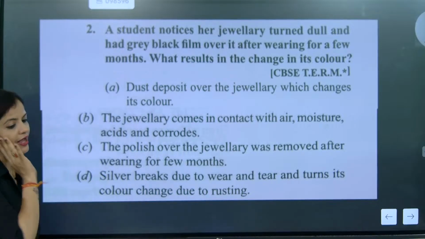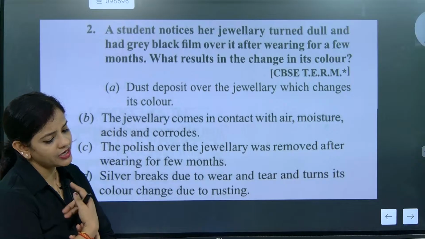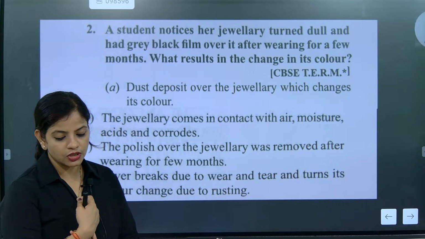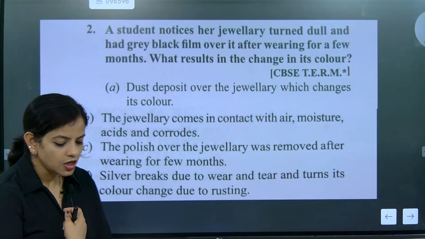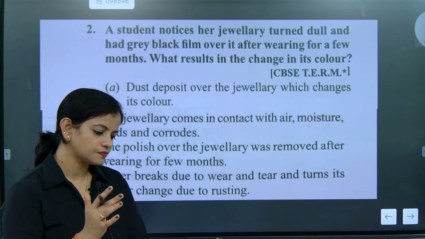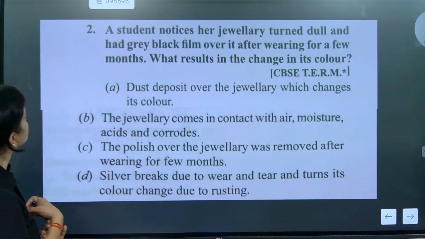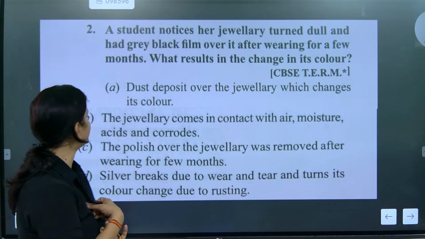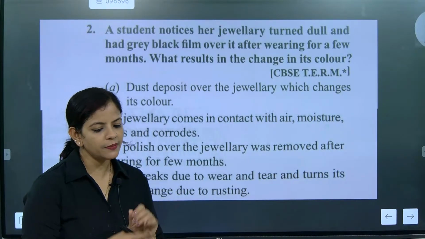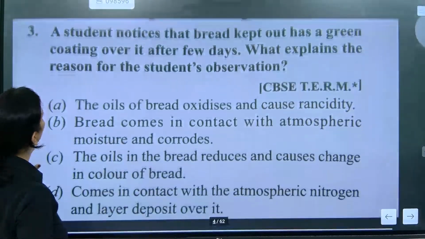The option is B. Why is the option B? I'm explaining because I have explained that silver reacts with sulfur present in the atmosphere, and Ag, so silver turns black due to Ag2S. I've already explained this in class. So the option is B: the jewellery comes in contact with air, moisture, acid, and corrodes. That's the correct answer, and because of that only it is happening. We'll go for the next question.